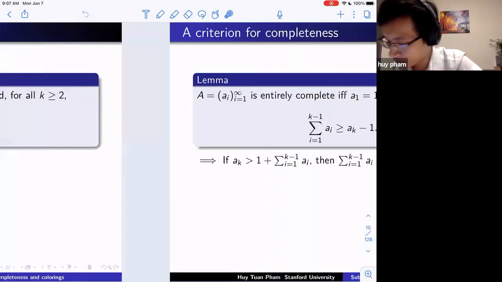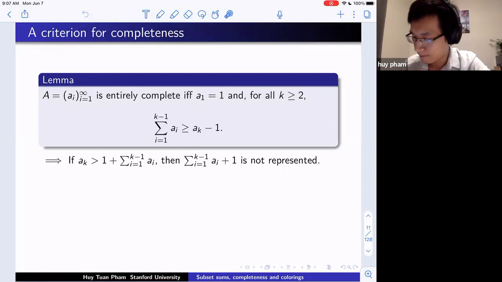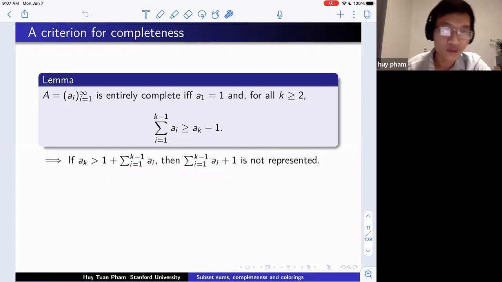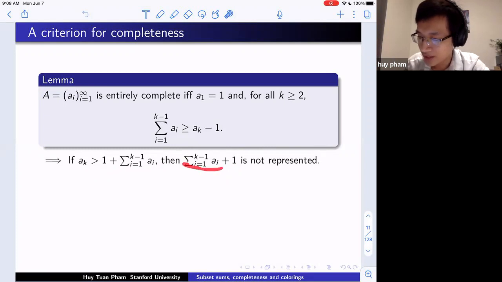Let me give a very quick proof sketch of this. In one direction, if there is any one term of the sequence, a_k, where a_k is bigger than this number over here, then we can check that this number cannot be represented as a sum of distinct elements of the sequence. Because if in that sum representation we use a term with index at least k, then that sum will already be bigger than this number. And if we are not allowed to use any term with index at least k, then the largest number we can represent is this sum here, and this one is smaller than that number.